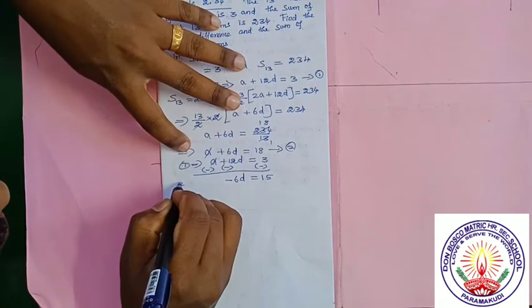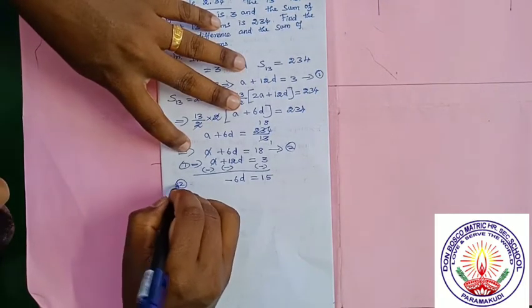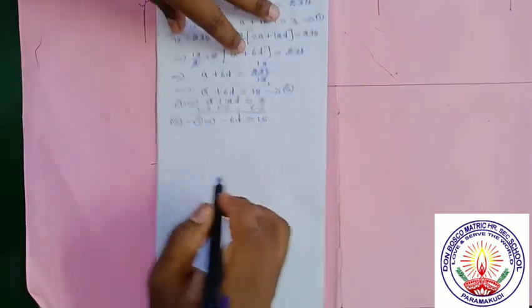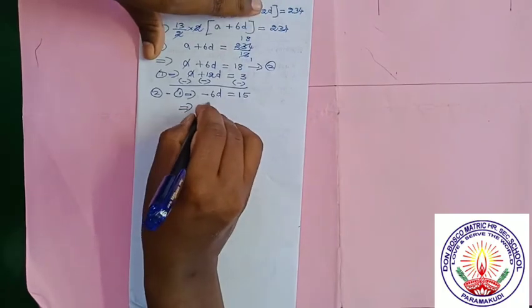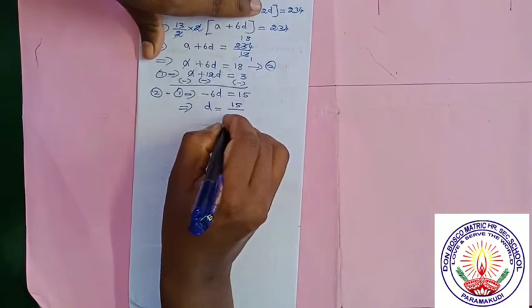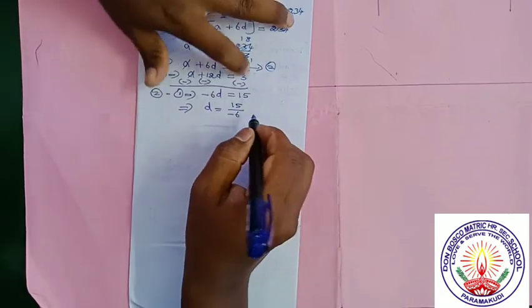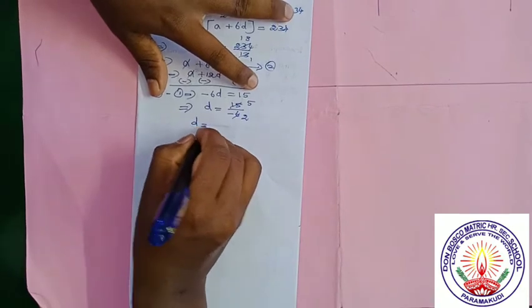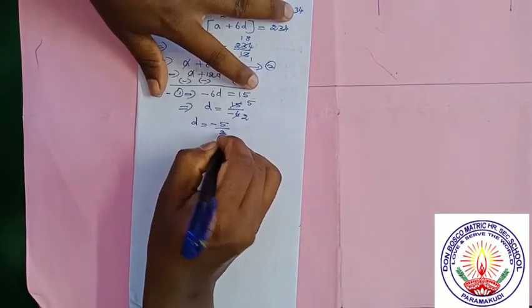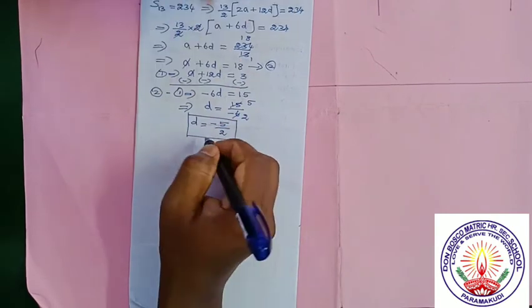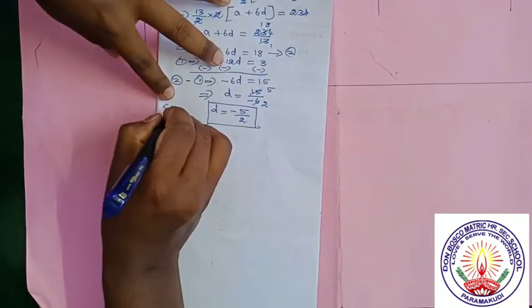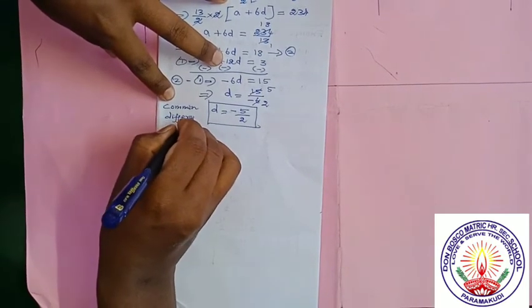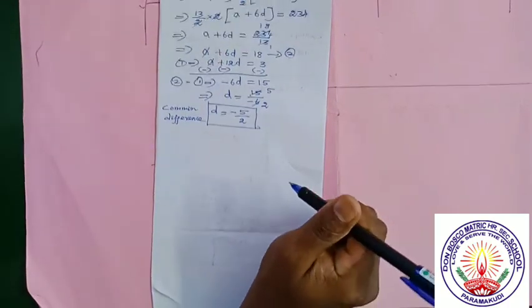So this is equation number 2 minus equation number 1, which implies we need the value of D. So D is equal to 15 by minus 6. Both numbers are divisible by 3. 3 fives are 15, and 3 twos are 6. So the answer: D is equal to minus 5 by 2. So the first question, the common difference D is equal to minus 5 by 2.